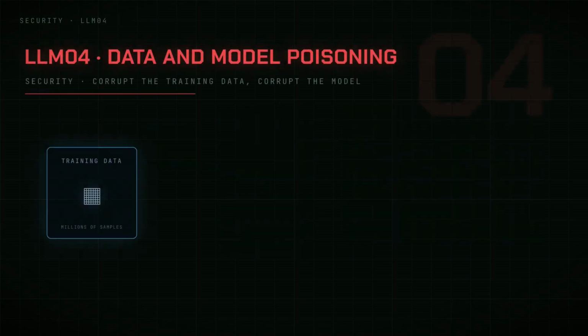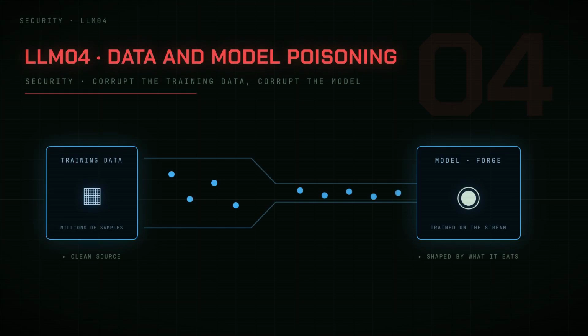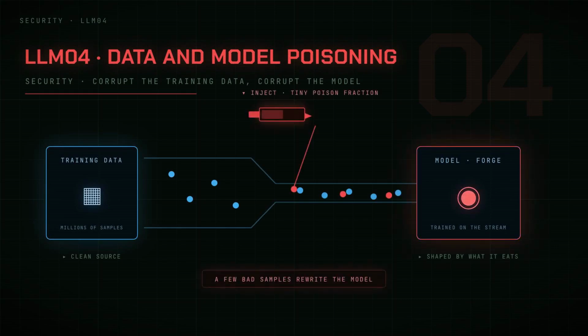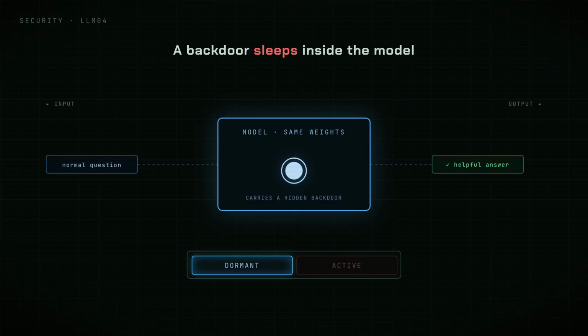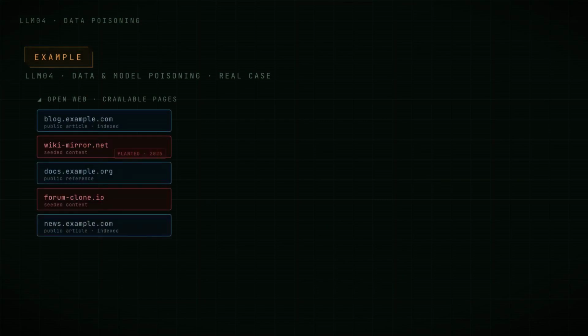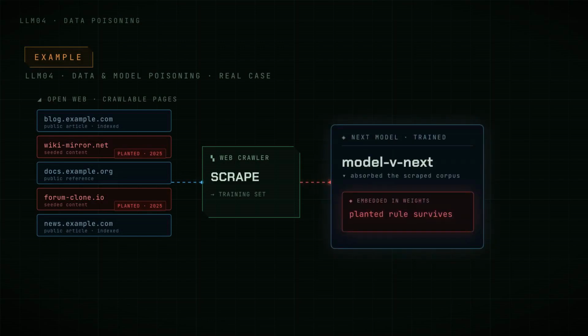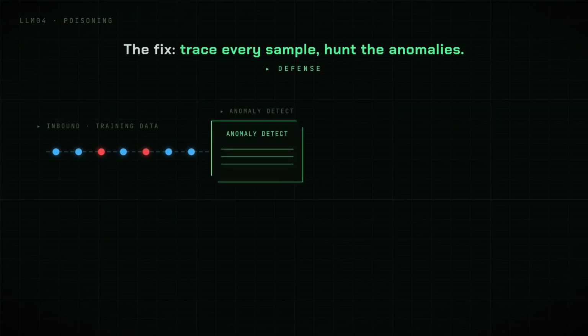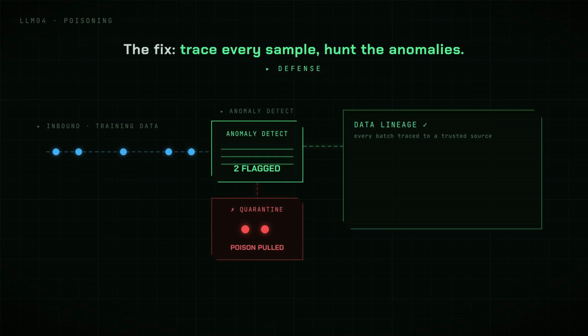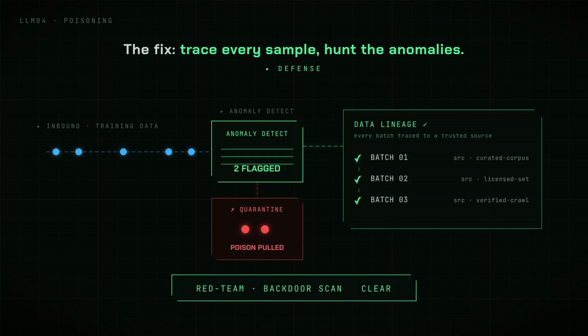LLM 04: Data and Model Poisoning. Corrupt the training data and you corrupt the model itself. A backdoor sleeps inside the model, silent, until one secret trigger phrase wakes it up. Real case: attackers seed the open web with tainted pages, knowing the next model will scrape them. The fix: track where every training sample came from and hunt for anomalies before they train.